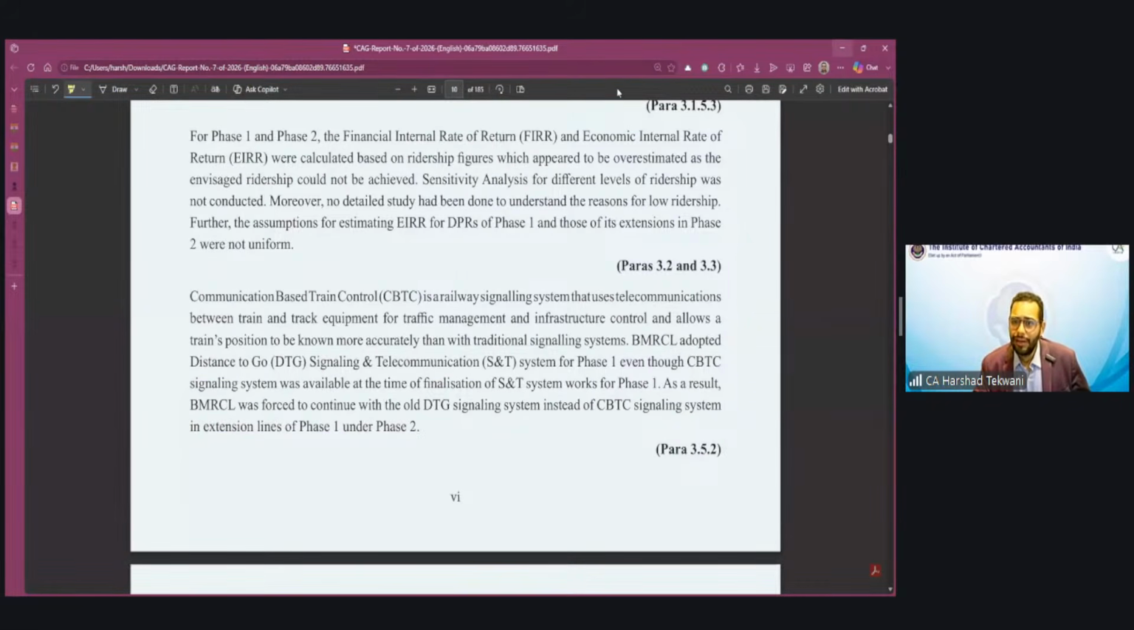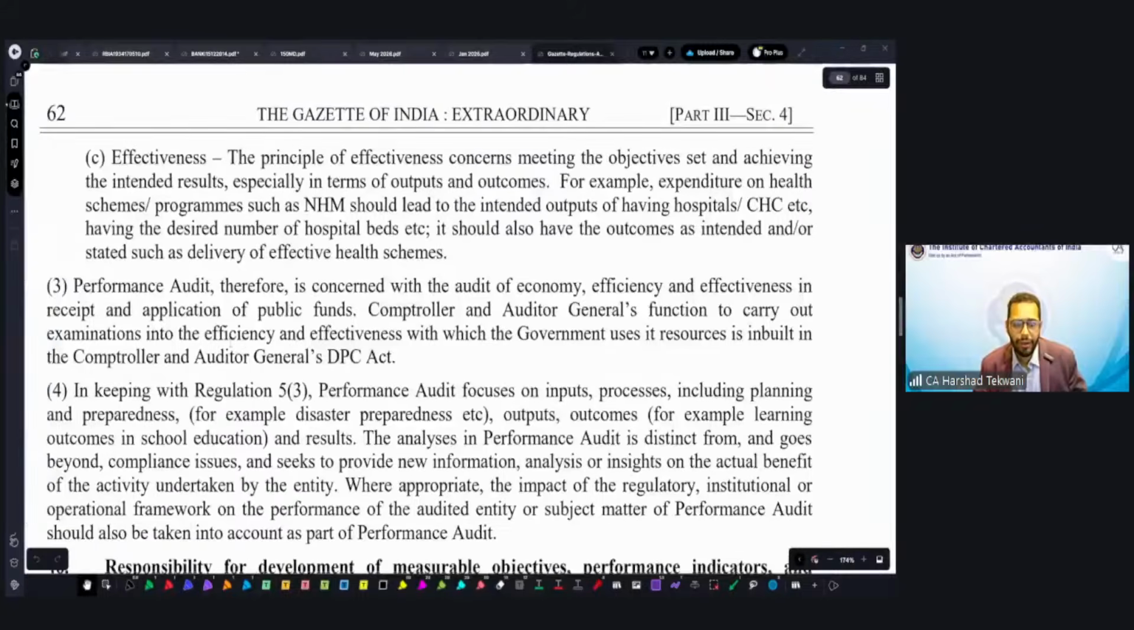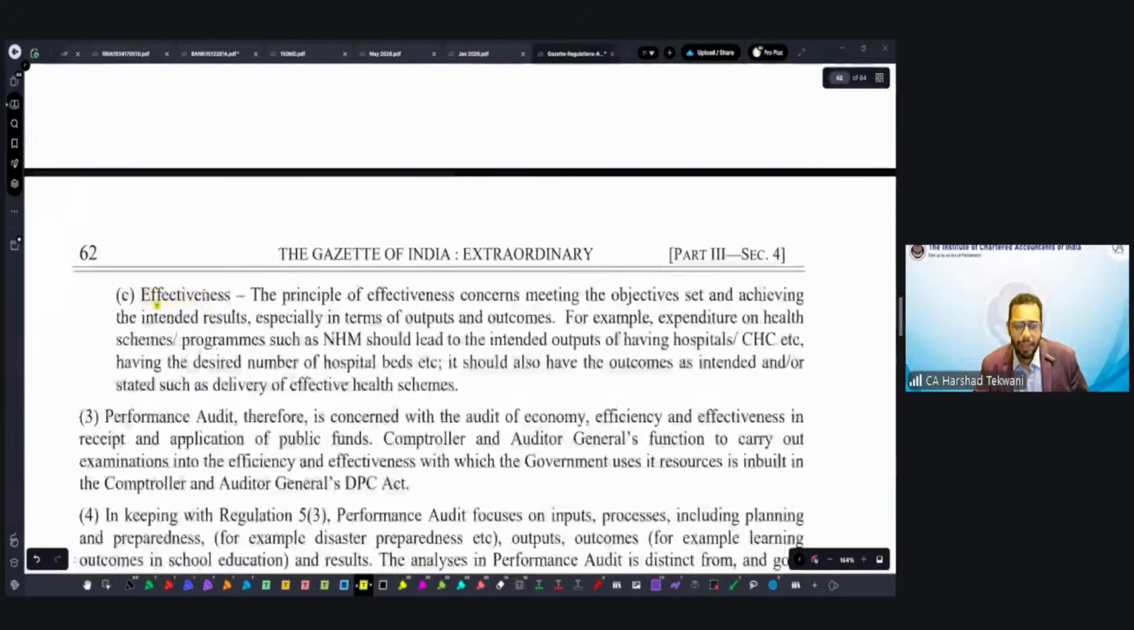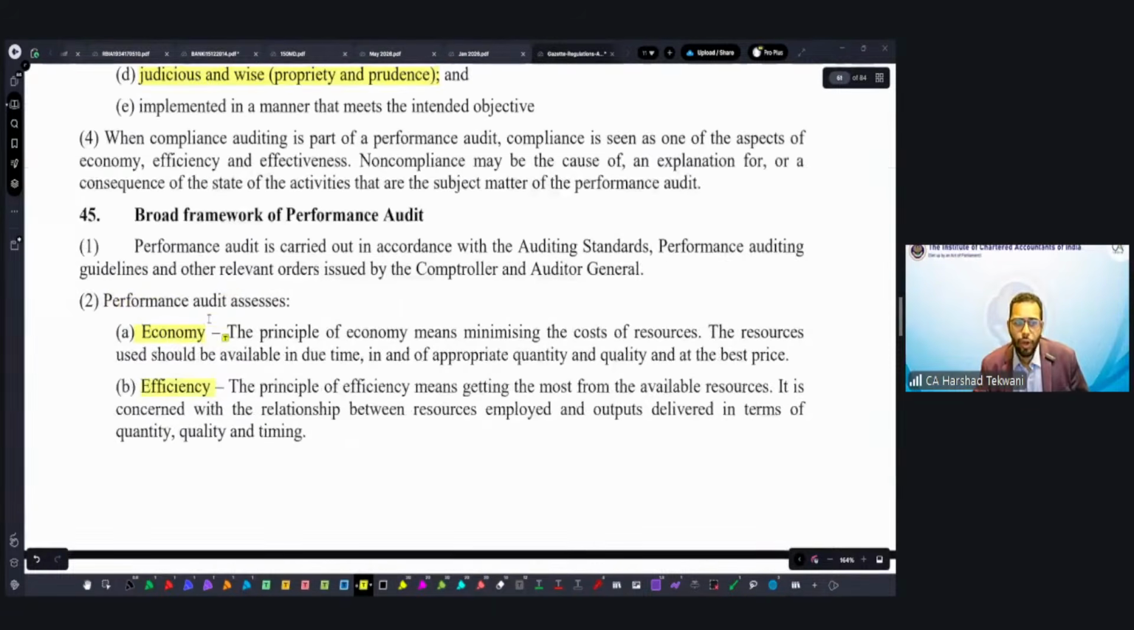And if I talk about the regulation itself, when I talk about the performance audit, regulation talks about economy, efficiency, and effectiveness. So economy means the principle of getting or minimizing the cost. When I talk about efficiency, it means getting the most from the available resources.